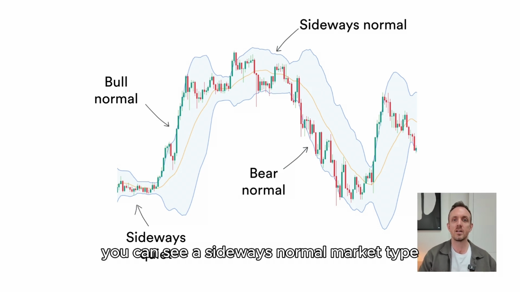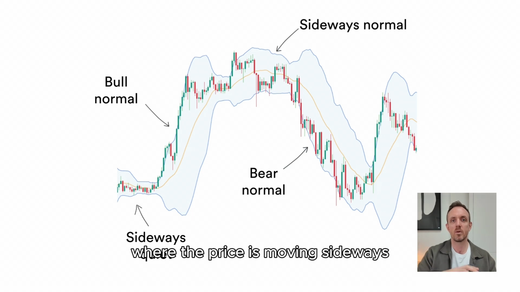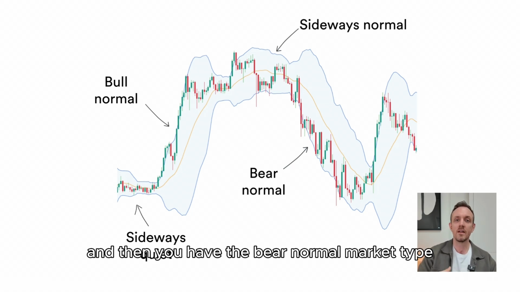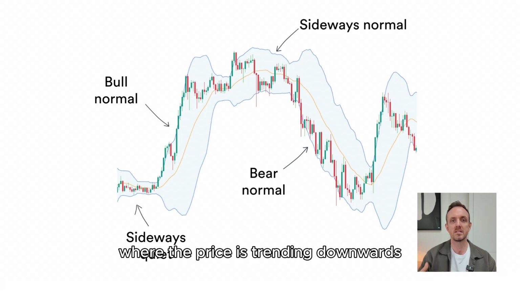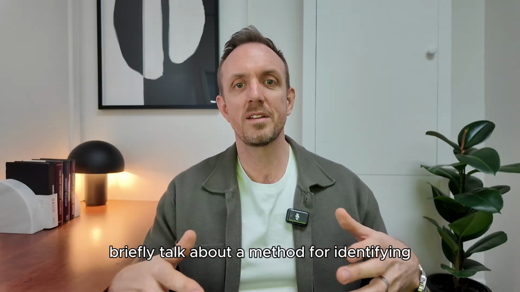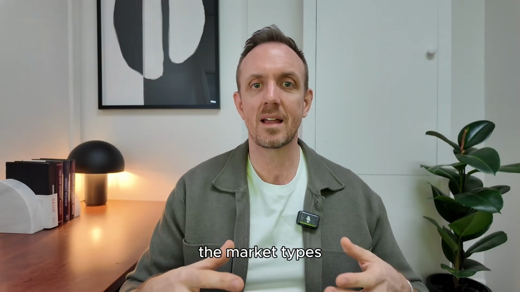At the top of the chart, you can see a sideways normal market type where the price is moving sideways with a normal amount of volatility. You can compare that to the sideways quiet market type. You can see it's quite different. And then you have the bear normal market type where the price is trending downwards and the correct strategy here might be selling. So I'm going to briefly talk about a method for identifying the market types.